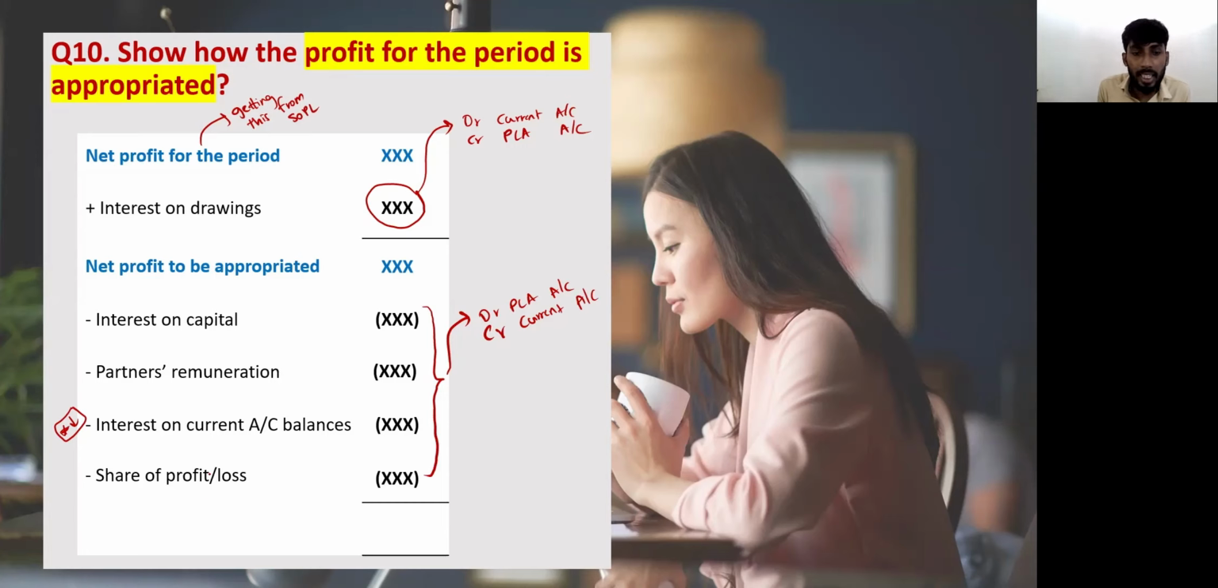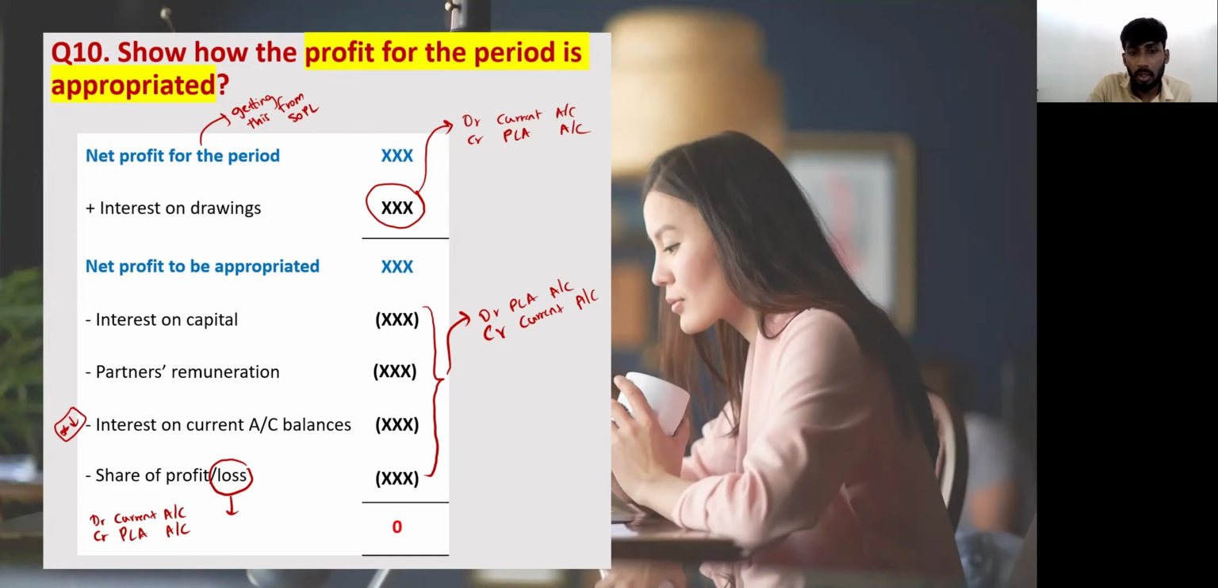But if this is a loss share, then it will go otherwise. You know, profit is an increase in equity, loss is a decrease in equity. So if this is a loss, it is a special situation. Then it will reduce the equity. Therefore, debit the current account and credit the profit or loss appropriation account. That's how things are going on.